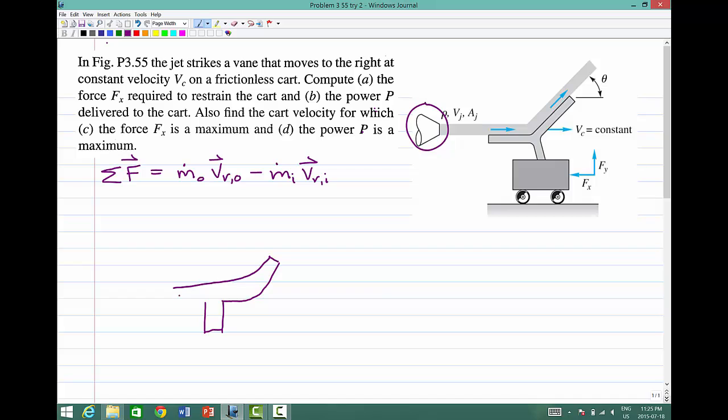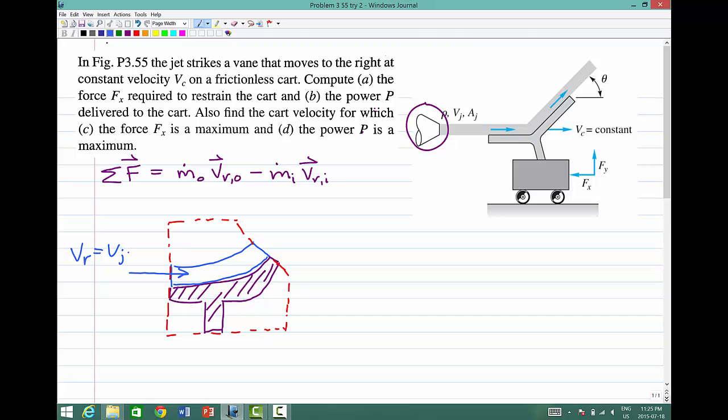So here's the vane. Here's the fluid on top of the vane. And here's the control volume. And so what we have is fluid coming into the control volume, and it comes in at a relative velocity equal to V jet minus Vc. Now let's just think about this for a minute, this relative velocity.